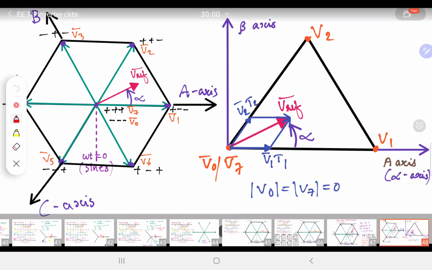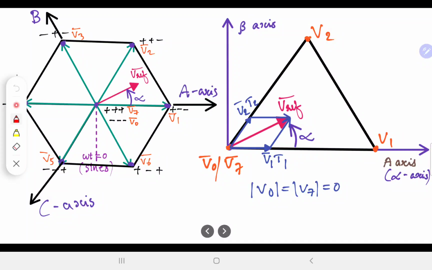Now how do we realize this? So you look at one sector. Okay, this is sector 1. Let me call it sector 1. If you look at sector 1, we want to generate vref.